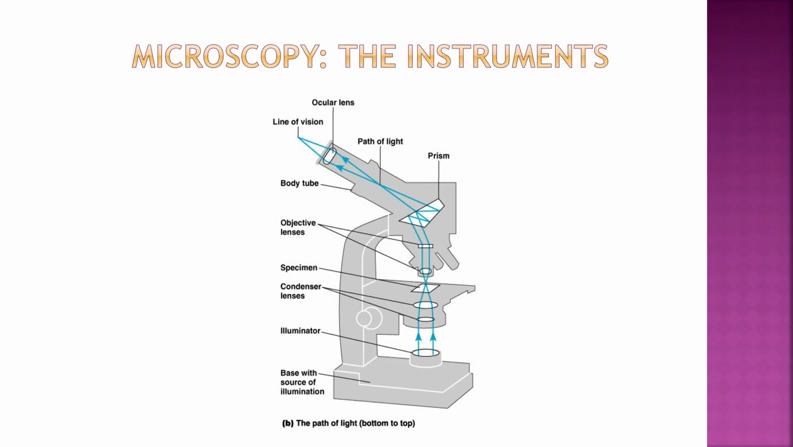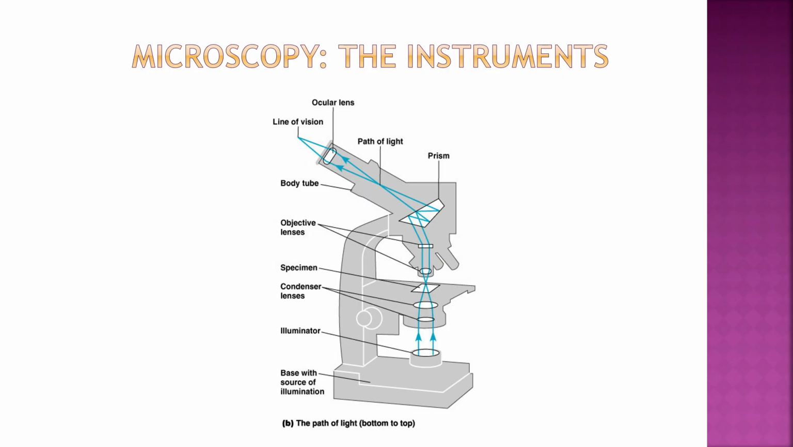And then just a drawing. This is a monocular lens, a monocular scope that we're looking at here. It appears to be, at least. And it's showing you the pathway of light, so how the light goes through the microscope and allows you to see it.